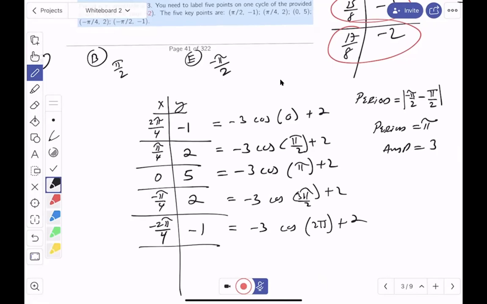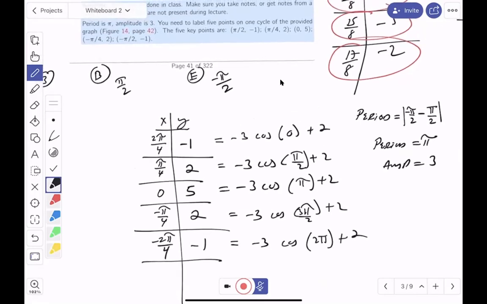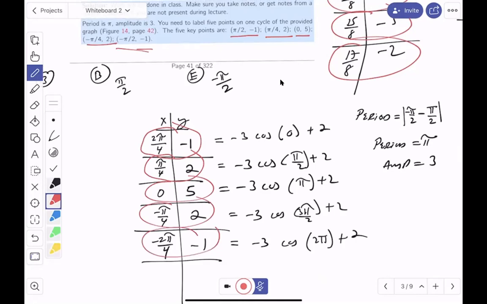All right, let's look at the key. And what I mean by the key, I'm looking at these points over here. Do I see this? Yes, I see it. Do I see this? Yes, I see it. Do I see this? Yes, I see it. Do I see this? Yes, I see it. Next up, do I see this one over here, which is minus 2, minus 1? Yes. What they said the period is pi. I'm seeing it. And they said the amplitude is 3.